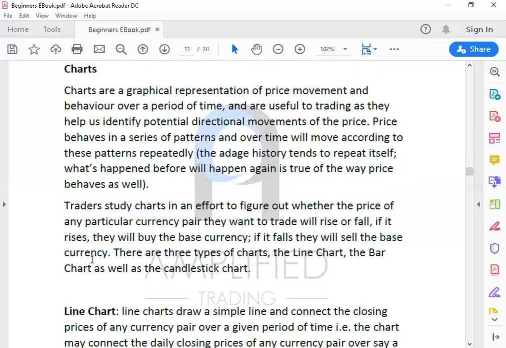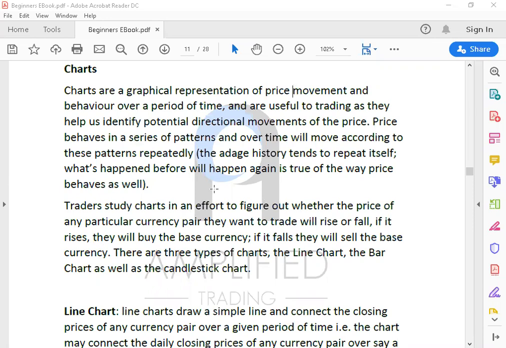You might get 2 days of push to the upside, and the market stalls, and then you get another push to the upside, and then the market drops. So it might be a variation, but generally you have very identifiable patterns that will repeat themselves when it comes to the market. Okay, now as traders, we basically study these charts in an effort to make a decision about whether to buy or to sell the currency.